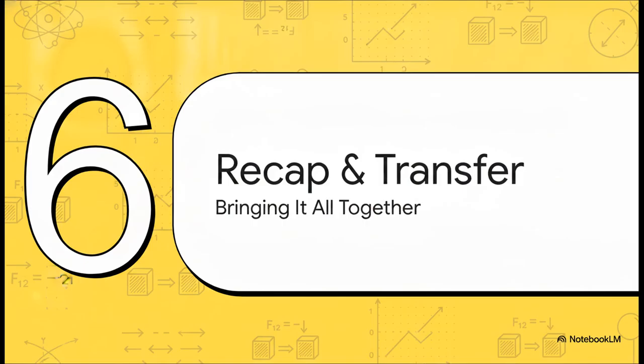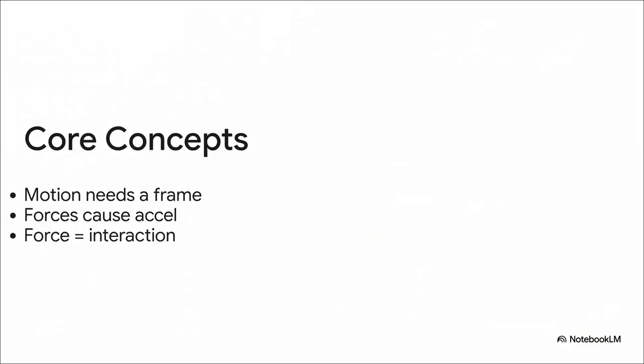And finally, Section 6, Recap and Transfer, bringing it all together. We've covered a ton of ground, so let's lock it in with 3 key takeaways. 1. Describing motion requires a specific reference frame. 2. Unbalanced forces produce changes in motion, known as acceleration. And 3. Forces are always interactions between objects, never a property an object contains. If you can keep these 3 facts in your head, you have absolutely mastered the foundational concepts for this topic.